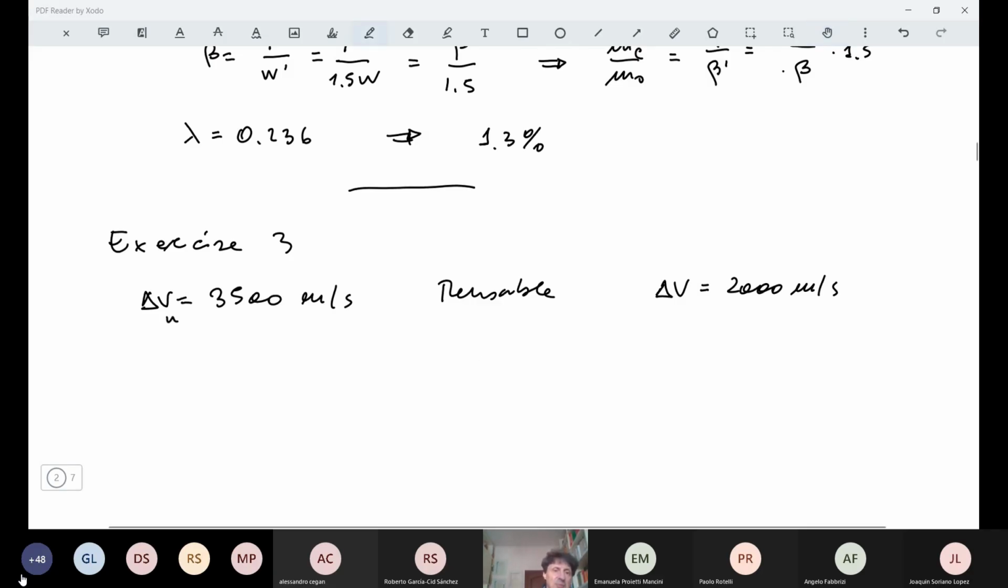So let's say this is up and this is down. And we would like to compare the payload mass fraction that we can obtain for this delta V, considering an ISP of 3000 meters per second and an epsilon of 0.08, sorry. And we'd like to compare the payload mass fraction that we obtain with and without considering this recovery.